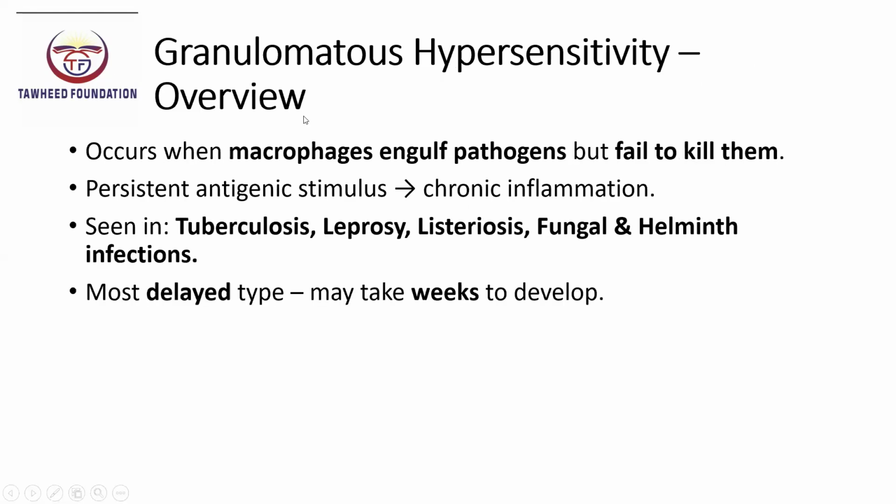Next is granulomatous hypersensitivity. So granulomatous hypersensitivity occurs when macrophages engulf pathogens but fail to kill them, resulting in chronic inflammation. This persistent stimulus continuously activates Th1 cells, causing the accumulation of macrophages, lymphocytes, and fibroblasts. Common examples include tuberculosis, leprosy, listeriosis, and certain fungal or helminth infections. This is the most delayed type 4 reaction, often developing over weeks.